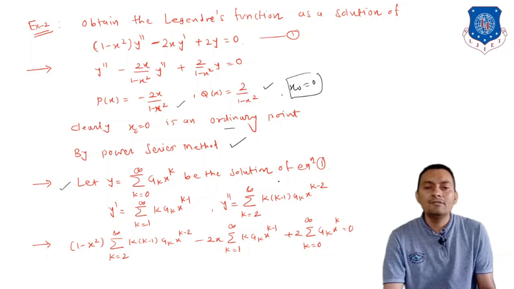Step number 1, we assume the solution, and we have derived y dash and y double dash. Now we are substituting here. Already we have substituted all these values here.